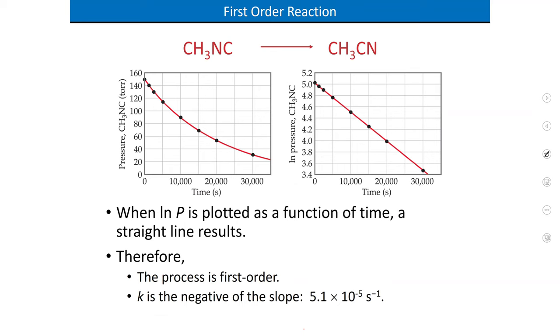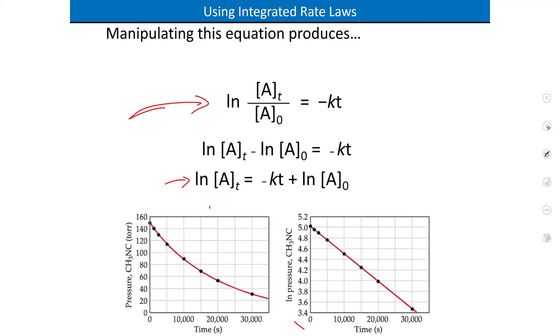Then, just blowing up those charts and saying when natural log of P is plotted as a function of time, we get a straight line if it's first order. The other useful thing about this, just like before, when we get these linearized forms of these complicated exponentials, a lot of times the slope is going to tell us something useful. In this case, there's our slope. The slope of the reaction is negative k.